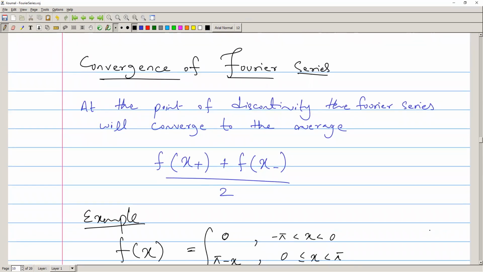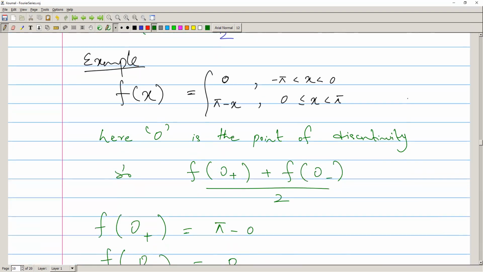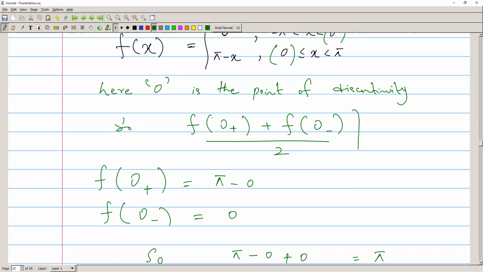Now, a very important topic is the convergence of Fourier series. It says that at the point of discontinuity, the Fourier series will converge to the average, right? To this average. Now we'll solve a problem on how this converges to this average. Let's say we are given a piecewise function, and the point of discontinuity is 0. You can see that. So here 0 is the point of discontinuity. So for f(0+) plus f(0-) over 2, the series will converge here, right? And we will check in the later part how it's right.